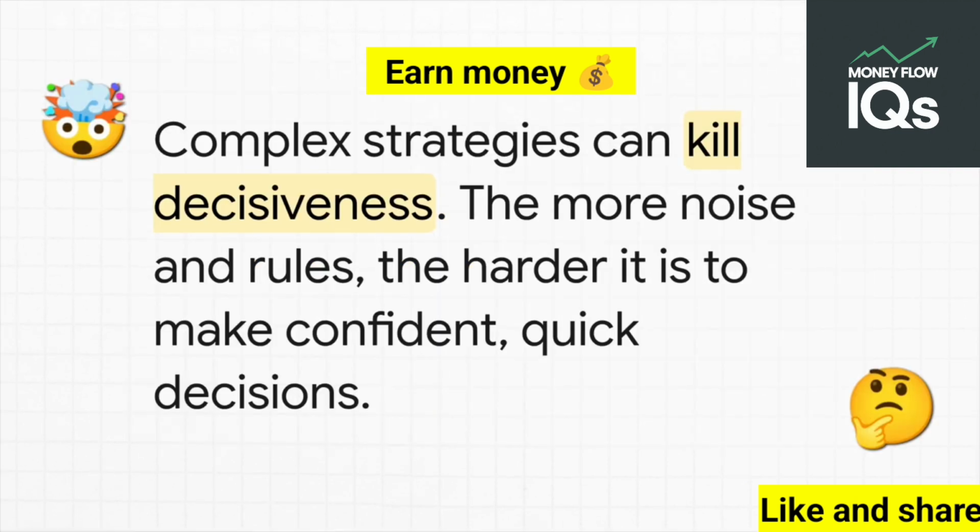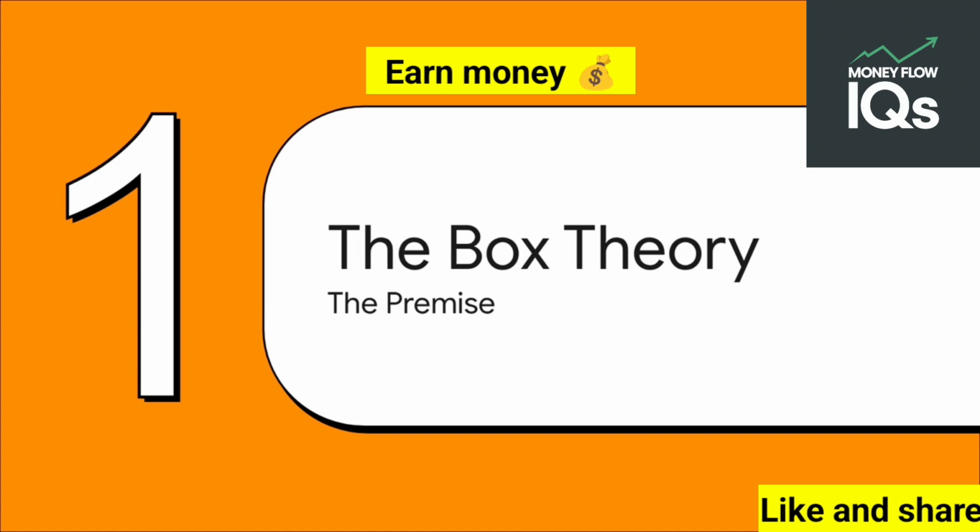The more things you're trying to watch, all these different indicators, a million rules, just noise, the easier it is to get stuck in analysis paralysis. And that hesitation can literally be the difference between making money and losing it. So what's the fix? Well, it's a super visual framework called the box theory. And it all starts by drawing one single, simple shape right on your chart.